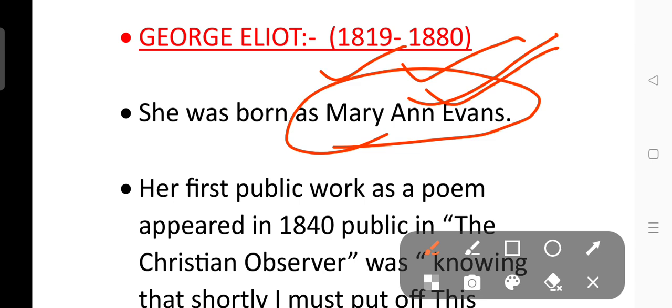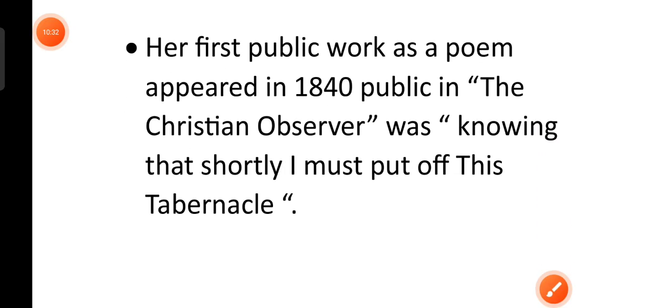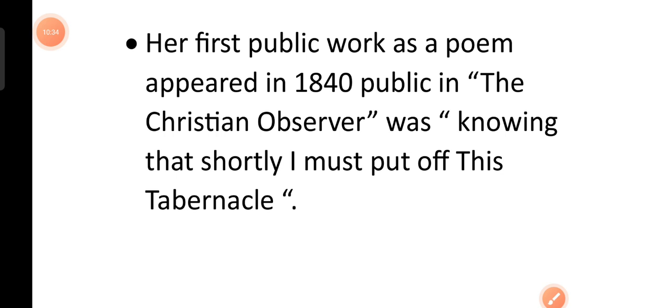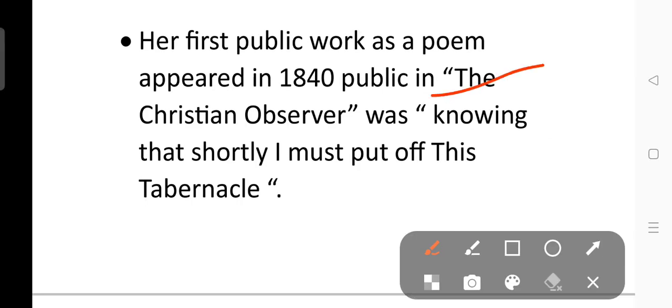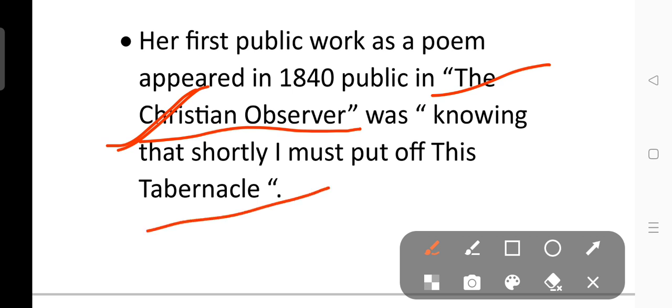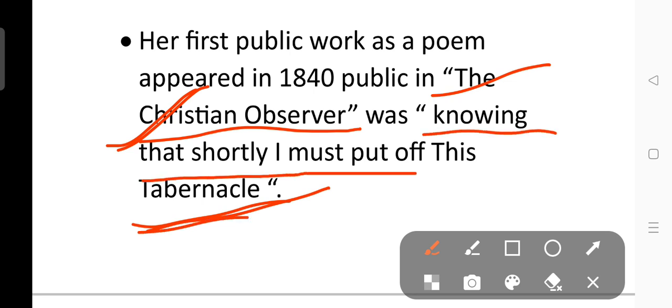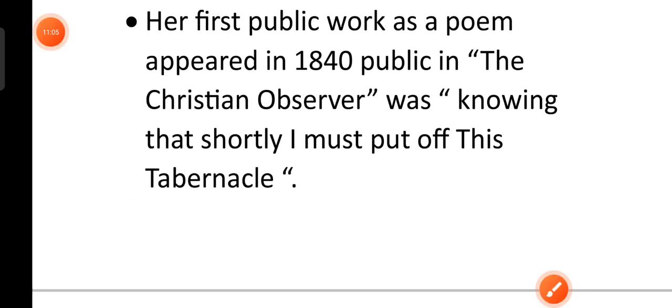Her first book was a poem that appeared in 1840 in the Christian Observer. Okay, the Christian Observer, that is her first poem. And knowing that shortly I must put off this tabernacle. Okay, that is, knowing that shortly I must put off this tabernacle. This is her first writing.